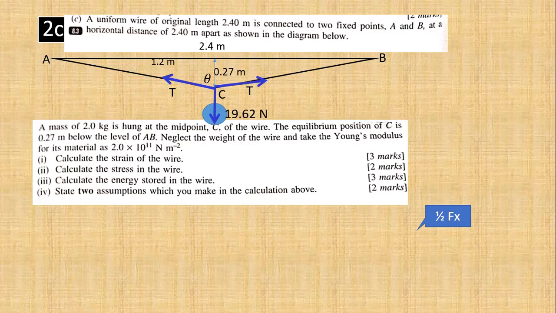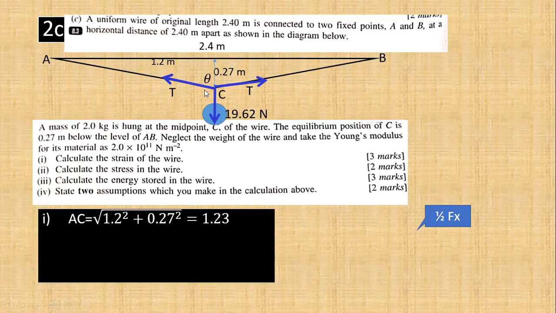And then you are told the Young's modulus. Calculate the strain of the wire. To calculate the strain, you must calculate this length first. You are given this height. The whole length is 2.4, so this is the midpoint, so this is 1.2. From there, you can use trigonometry to calculate AC. AC is the square root of 1.2 squared plus 0.7 squared, which is 1.23.